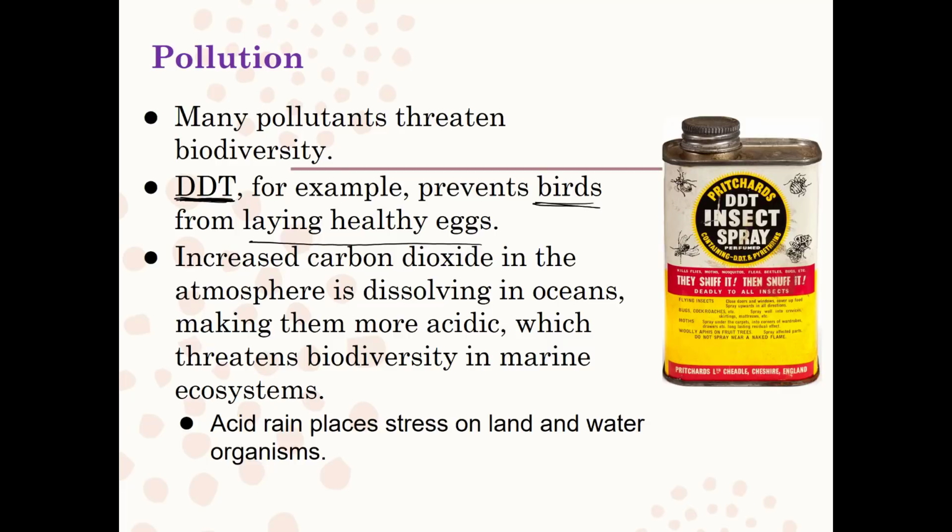Other pollution: increased carbon dioxide in our atmosphere is producing stronger acidic rain. That higher acid amount in our rain and in our oceans and lakes can threaten our marine ecosystems. It puts stress on the land and water organisms that live near that water.